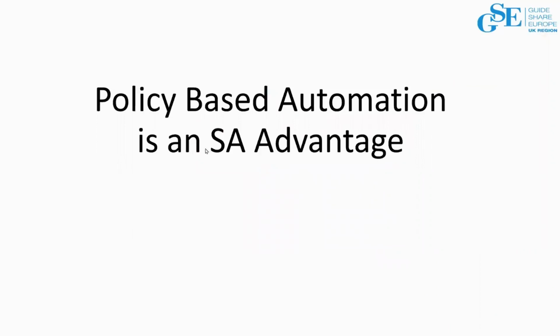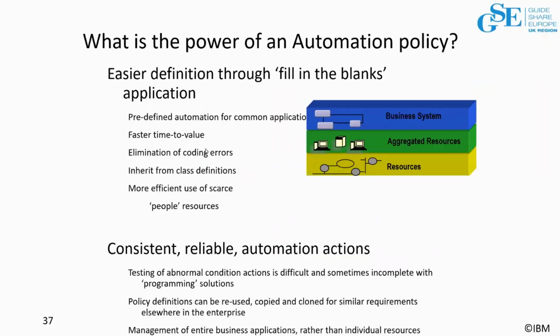Right. So, policy-based automation. It's easier for the automation administrator, because you're just doing fill in the blanks. You're not writing REXX scripts all the time. It's faster time to value because you're reusing existing stuff. IBM supplies loads of predefined automation for you to save you time. Because you're not writing code, you can't have coding errors by definition.